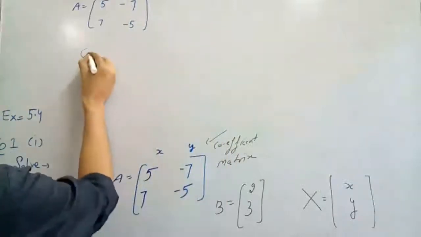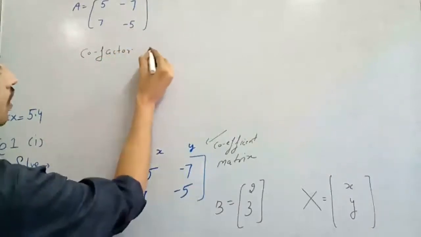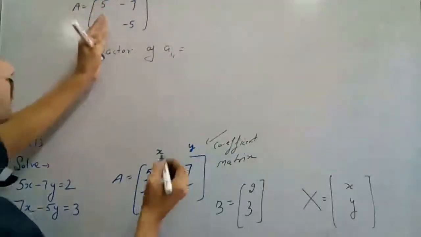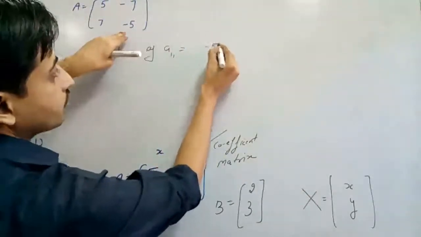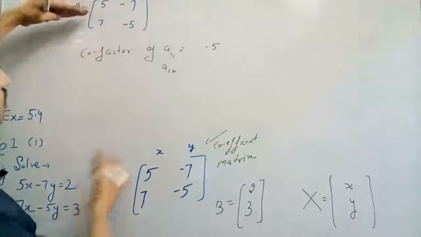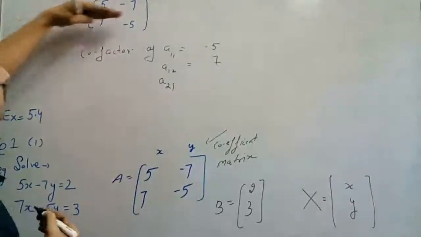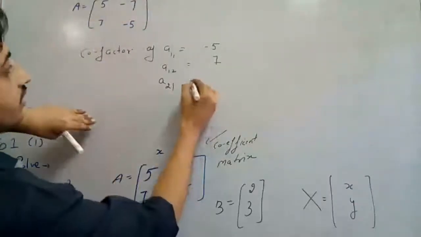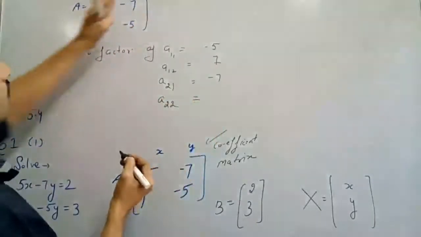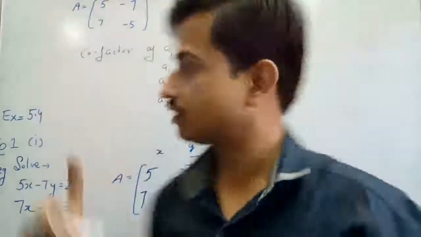So please write the cofactors. Cofactor of A11, the first element: you have to cut the row and the column. We get minus 5. Now what's the cofactor of A12? Cut the second column and first row. We get 7. Now what's the cofactor of A21? Cut the second row and first column. We get minus 7. Now what's the cofactor of A22? Cut the second row and second column. We get 5. And what are the signs we have to take?